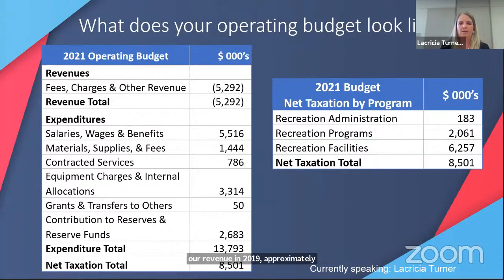Expenditures also total over $13 million. So at the end of the day, the bottom of the screen, then the net taxation is about $8.5 million. And you can see the net taxation by program broken down into administration programs, recreation programs, and recreation facilities. So a little more weight on the recreation facilities, but we definitely have a lot of them in the portfolio. Next slide, please.